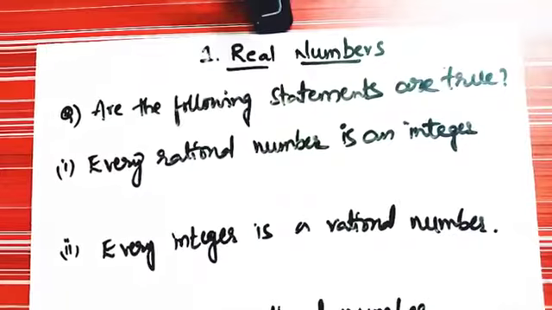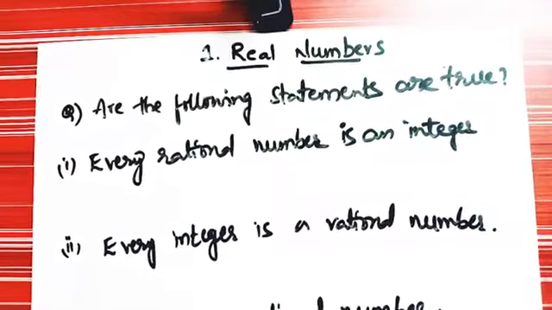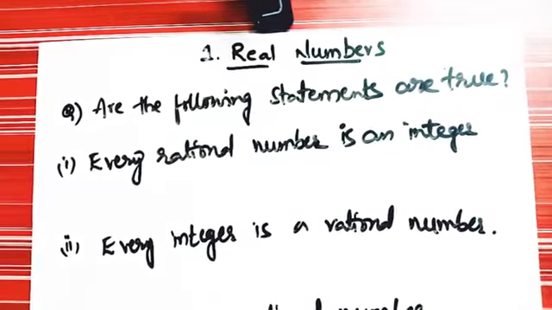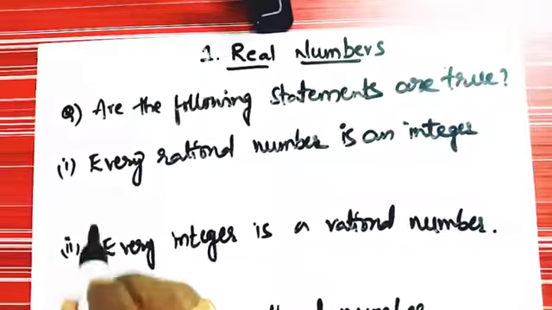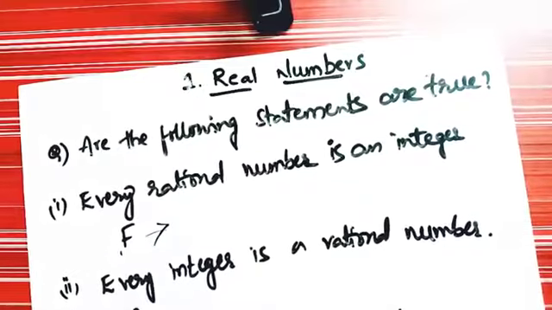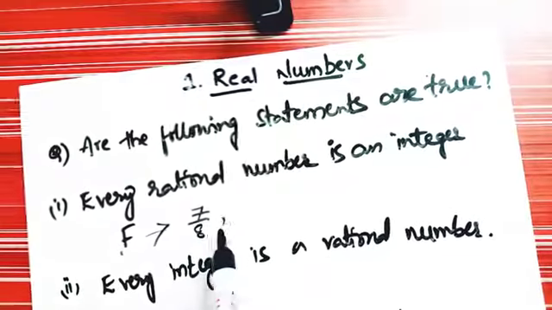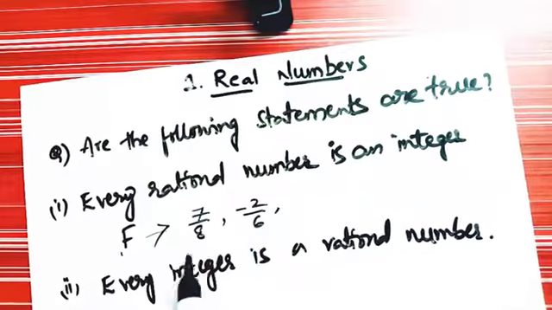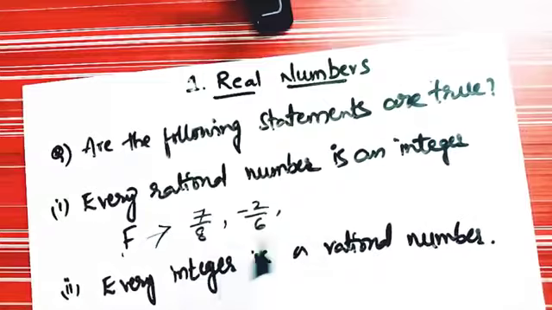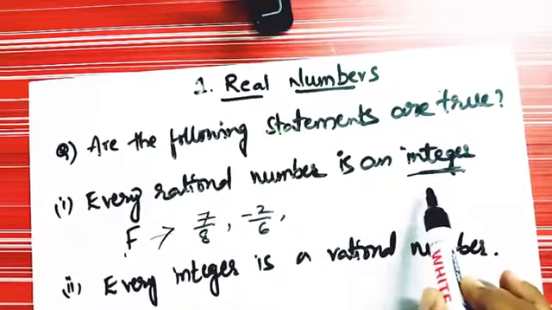In the next question, they're asking whether the following statements are true. The first statement is every rational number is an integer. Is this true? No, it is a false statement. Why? Because if we take 7 by 8 or minus 2 by 6, it is a rational number, but these numbers are not integers.